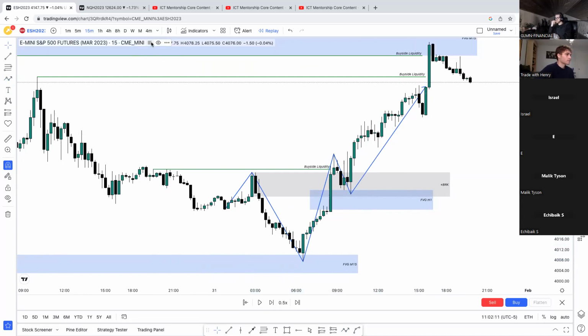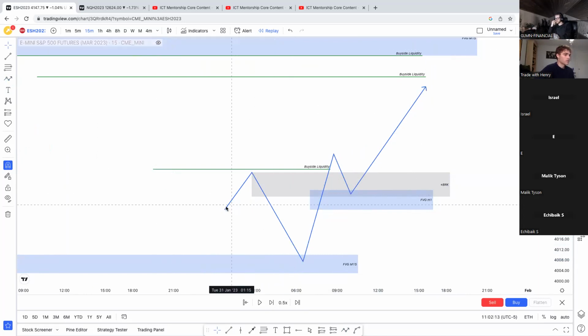Right. So see the model? Low, high, lower low. The high is taken out. We trade back down into the breaker, which is that up close candle, and then toward the buy side.